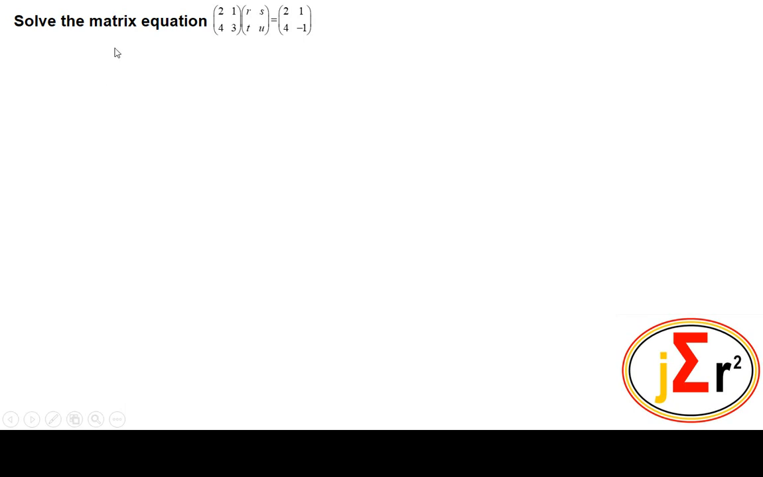Solve the matrix equation. First, we have the matrix 2, 1, 4, 3. That is multiplied by the matrix RS, TU, and the result is the matrix 2, 1, 4, negative 1.